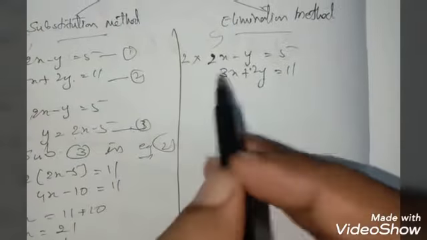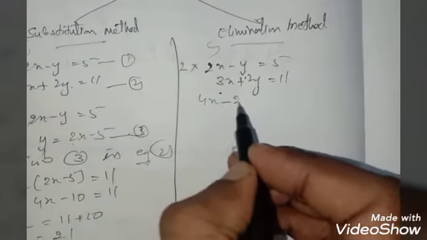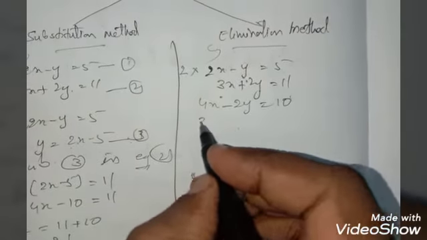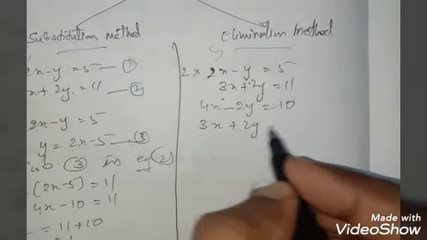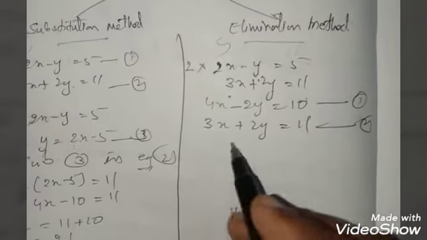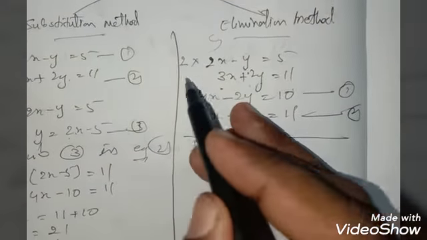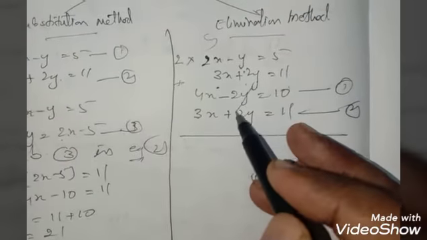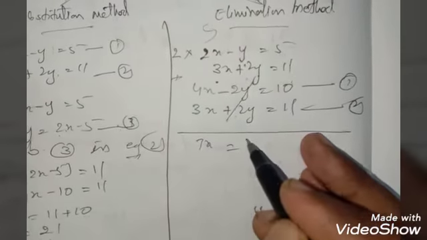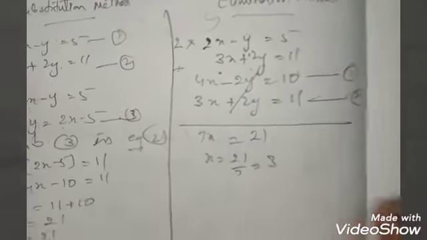Now if I multiply this equation by 2, here 2 2s are 4x minus 2 into y is 2y is equal to 2 5s are 10, and this other equation I am writing as it is, that is 3x plus 2y is equal to 11. Now I am denoting this as the first equation and this as the second equation. Now I am solving these two. If I add these two, the 2y terms will get cancelled. Now 4 plus 3 is 7x, and 10 plus 11 is 21. So x is equal to 21 by 7, which is nothing but 3.